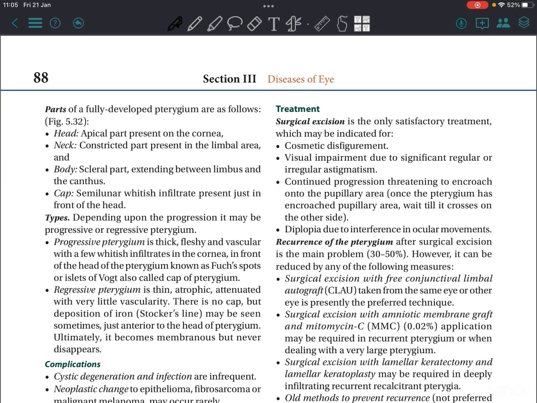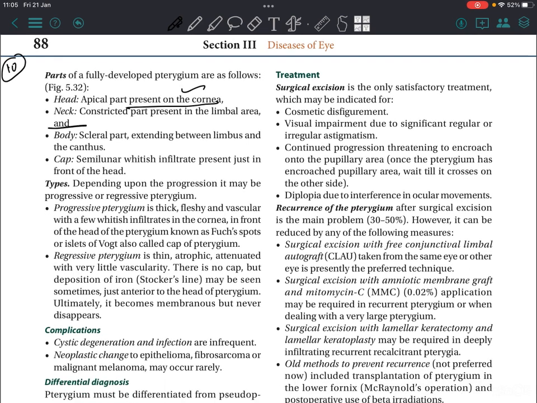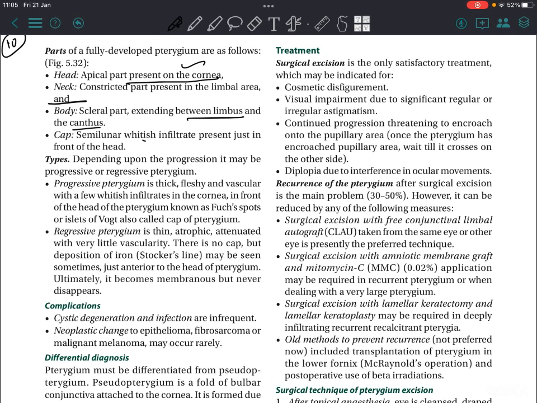Parts of a fully developed pterygium are as follows: head, the apical part present on the cornea; neck, the constrictor part present in the limbal area; and body, the scleral part extending between the limbus and canthus. Cap. Fuchs' spots are infiltrates present just in front of the head.